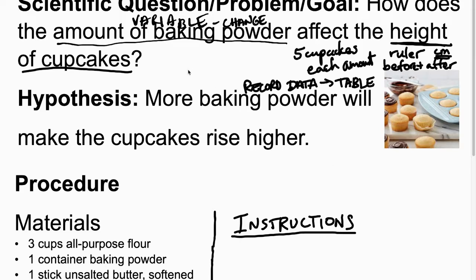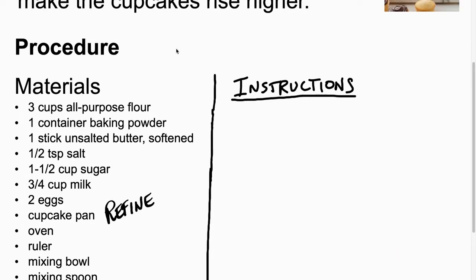So the last thing, before you go on to write your instructions, think about how you will keep things the same. How will you keep consistency while only changing your variable? You want to make sure that the change or any results that you see come from your variable and not from anything else. So make sure that you work into your procedure ways to keep everything the same except for your variable. So now you can go down to your instructions and start listing what you're going to do.